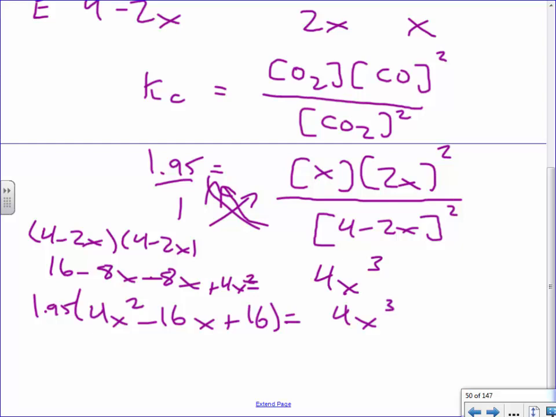Here's why this is beyond the scope of the diploma. They will only make you go as high as a quadratic. You guys have your data booklets nearby?